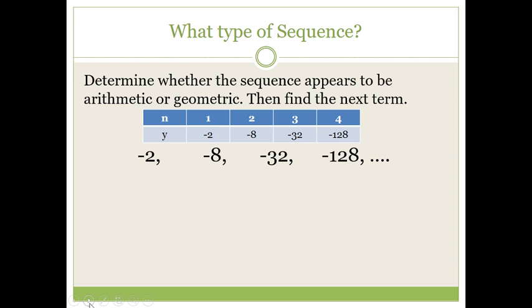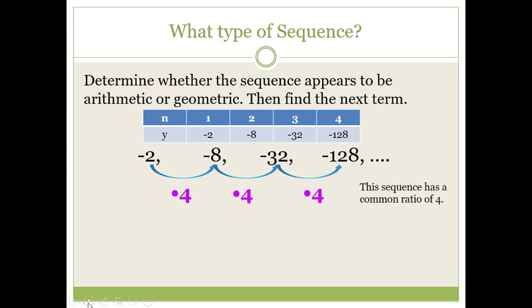So in this case, it looks like I could take negative 2 and multiply it by 4 to get negative 8. Then I could multiply negative 8 by 4, and it does give me negative 32. And negative 32 times 4 is negative 128. So since this sequence has a common ratio of 4, remember that's the number we're multiplying each time to get from one term to the next, that tells us that this sequence is geometric.